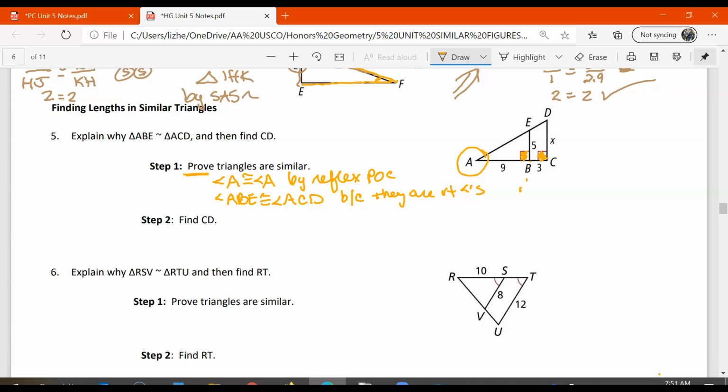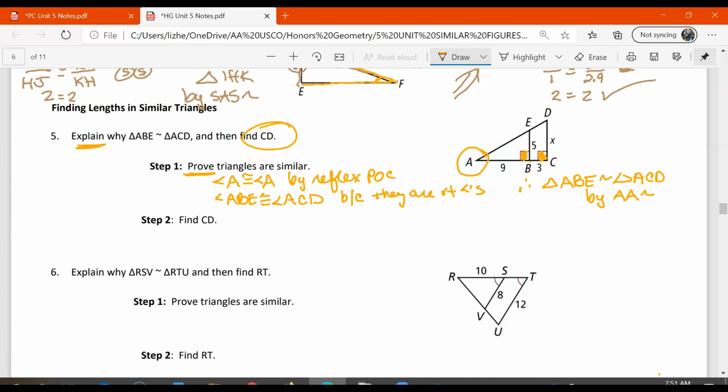Therefore, triangle ABE is similar to triangle ACD by the AA similarity postulate. So we did step 1. We proved the triangles are similar. I say prove, but really we're just explaining. We're not obviously doing a 2-column proof.